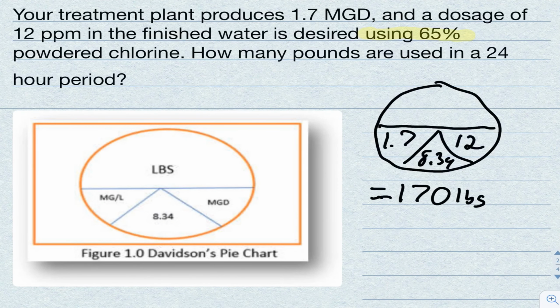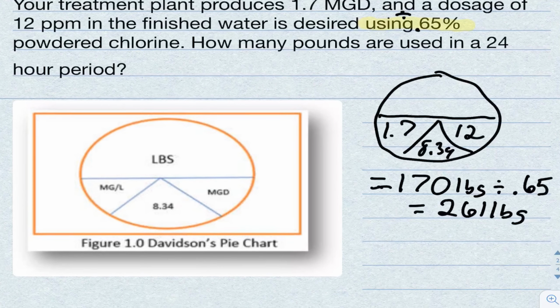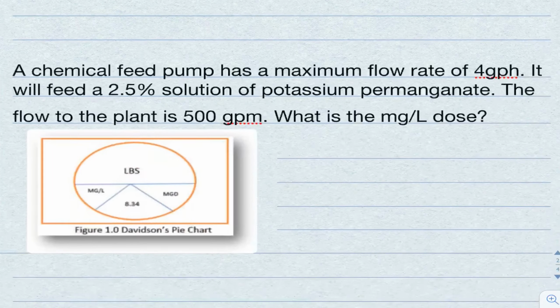Now when we see the word using, that means we need to divide. And remember, we need to change that percent into a decimal. So that changes into 0.65. So we divide our pounds by 0.65. And then we can get our final answer of 261 pounds. And that's our final answer. Let's go to the next one.